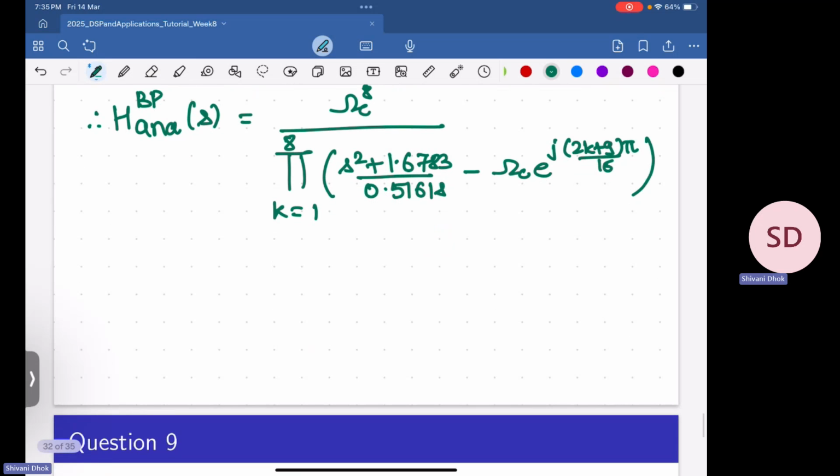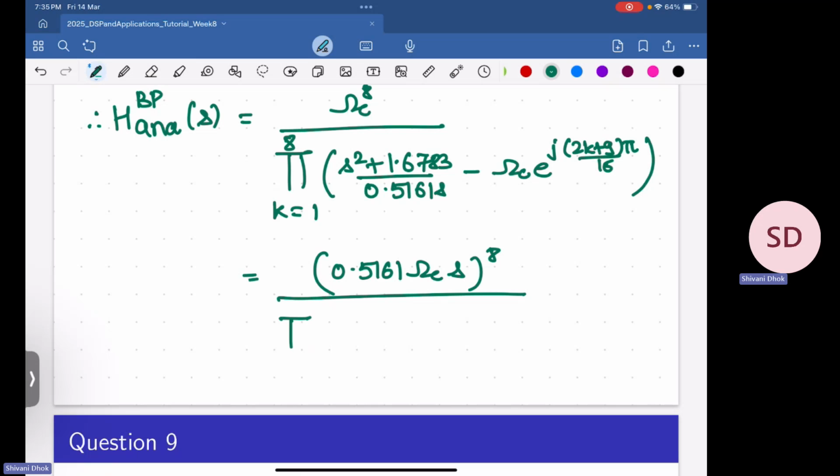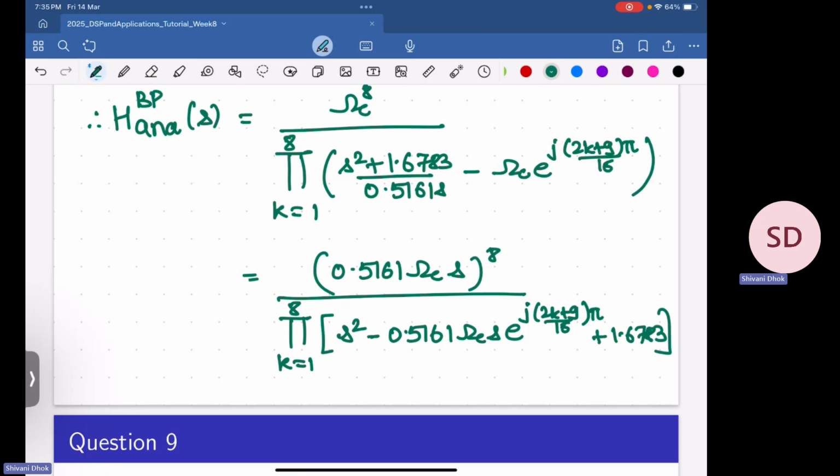Okay, if I simplify it a little bit, I get 0.5161 omega c S whole to the power 8 divided by product of k running from 1 to 8 of S square minus 0.5161 omega c S into e power j 2k plus 9 by 16 pi plus 1.6783. So this is H analog of band pass filter. So now we have the analog bandpass filter.